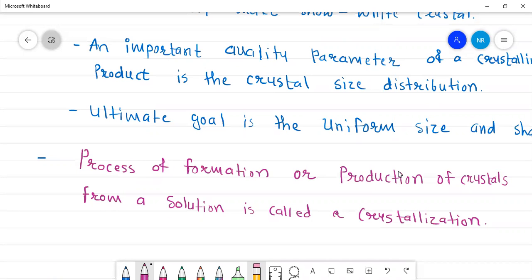And then we go for what is nucleation, what is crystal growth, and we see what the instruments and equipment for crystallization are. By this way we'll finish the crystallization. It will take 5 to 6 lectures to finish this crystallization.